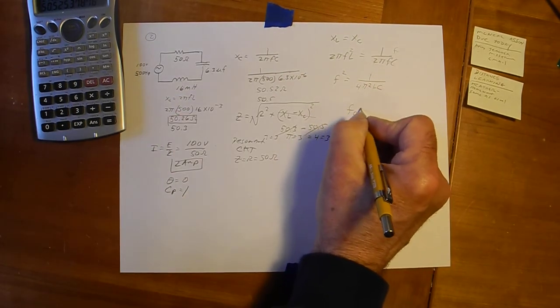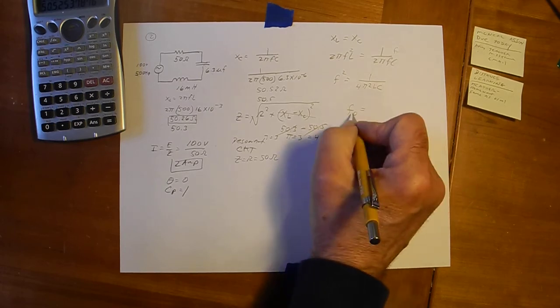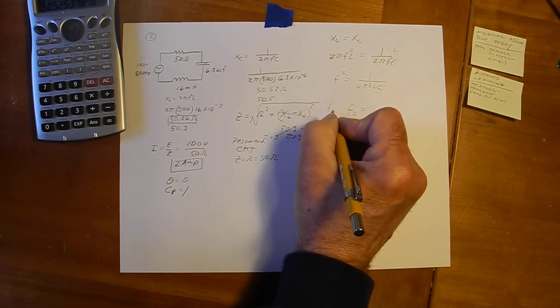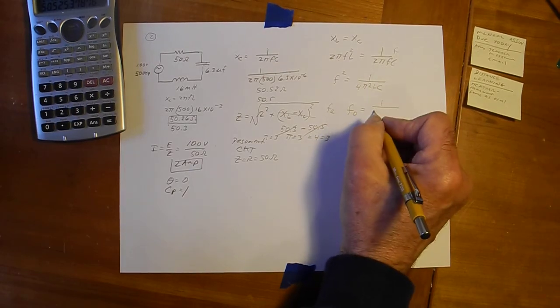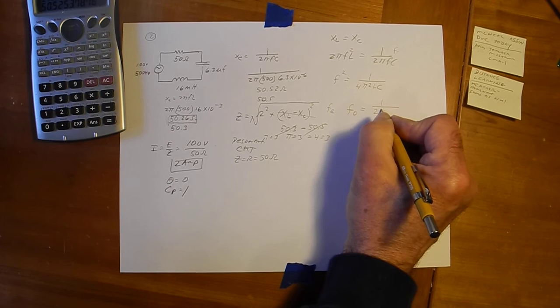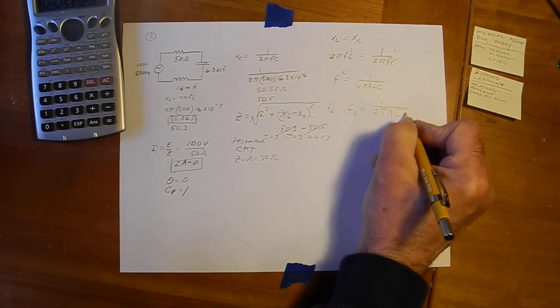We call this the resonant frequency. That's why they put a naught, F naught, or F sub 0. Sometimes some books will call it F sub r. Square rooting, the square root of 1 is 1, the square root of 4 is 2, the square root of pi squared is pi, and the square root of LC just stays the square root of LC.